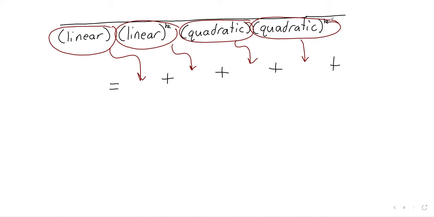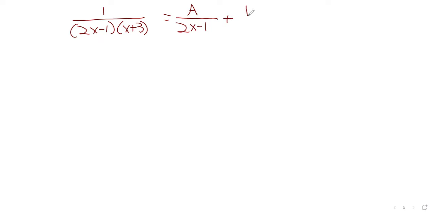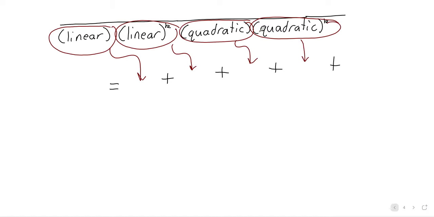And we saw how that worked yesterday when we had linear terms not raised to powers. We get terms that look like this: constants divided by the linear terms. And we saw how we can deal with that. We did the partial fraction decomposition. We saw how we can find A and B using the Heaviside method. And we did an integral problem. So, maybe imagine what we're going to do now.